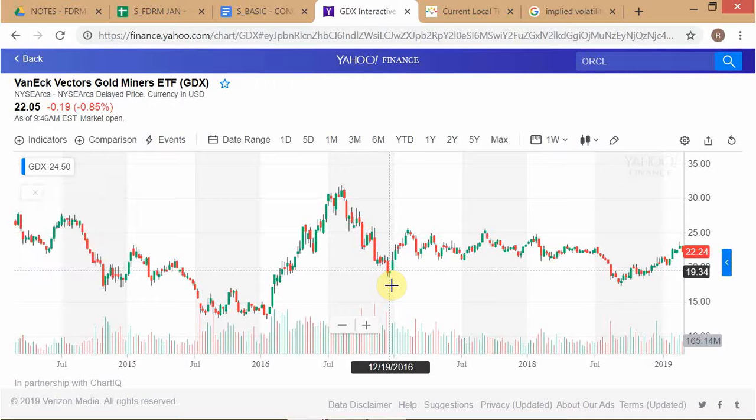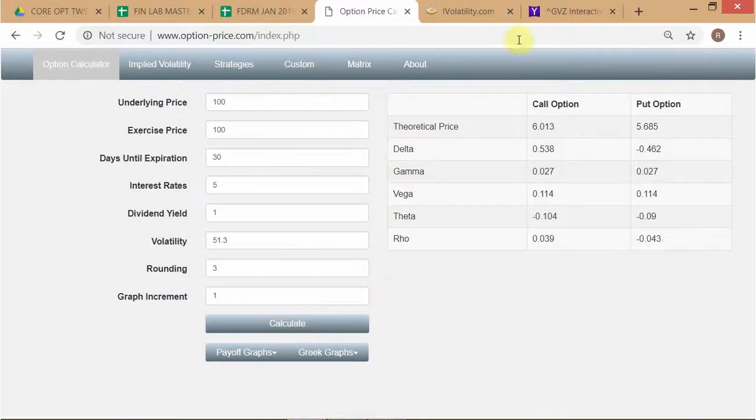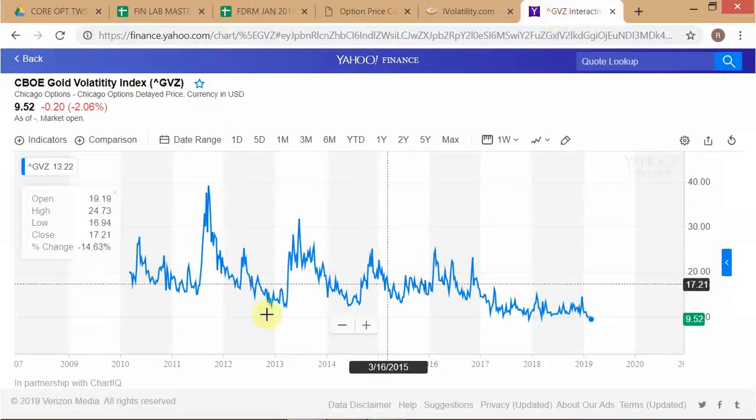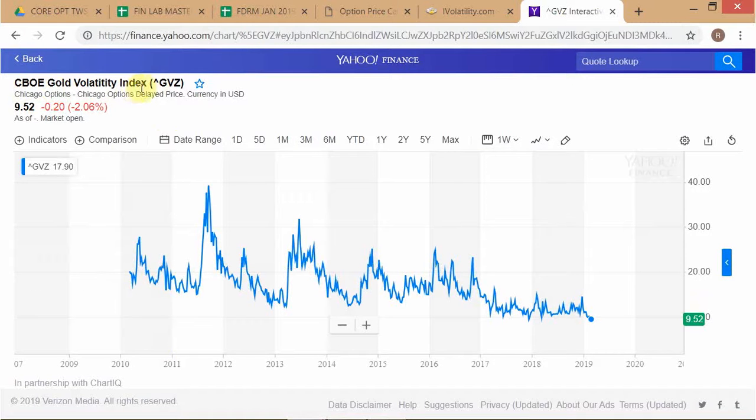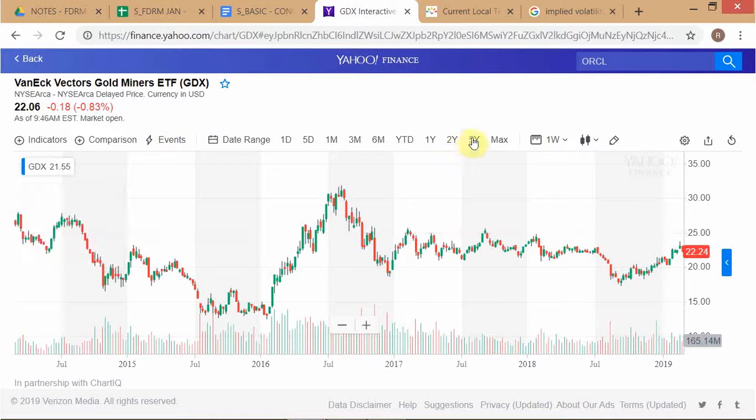So we find an I-vol chart for GDX, which is here. There is an index already for that. Okay, if you see this one, is this a 5-year chart?